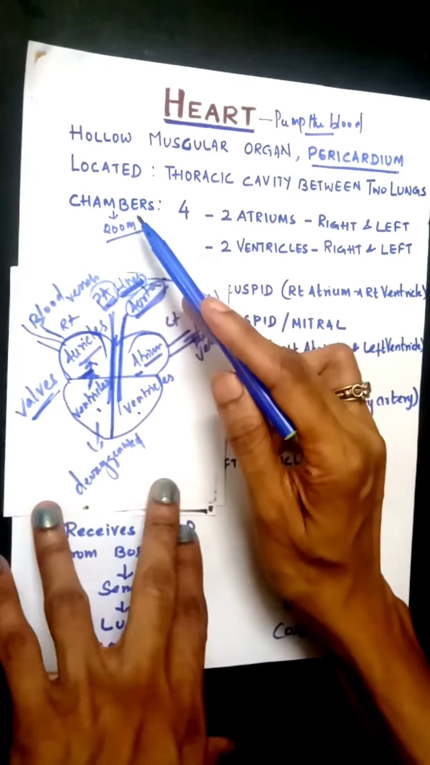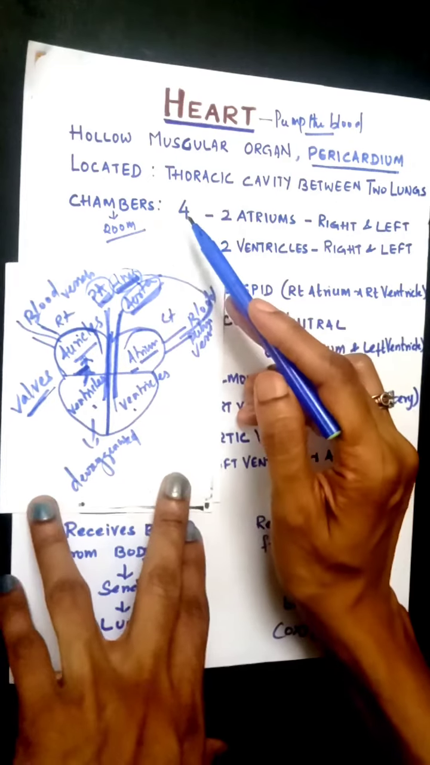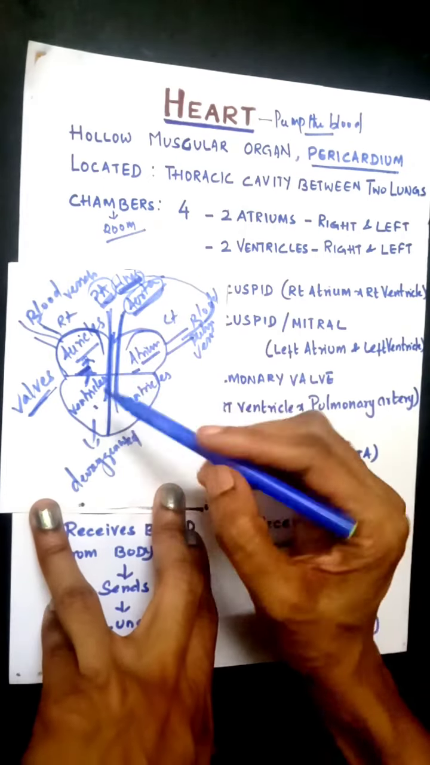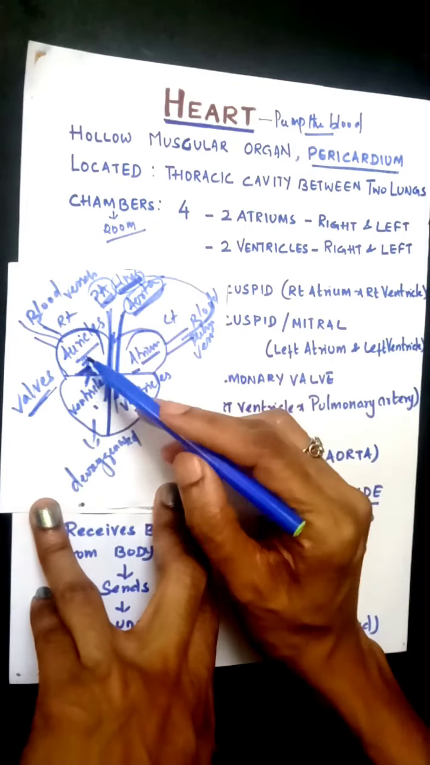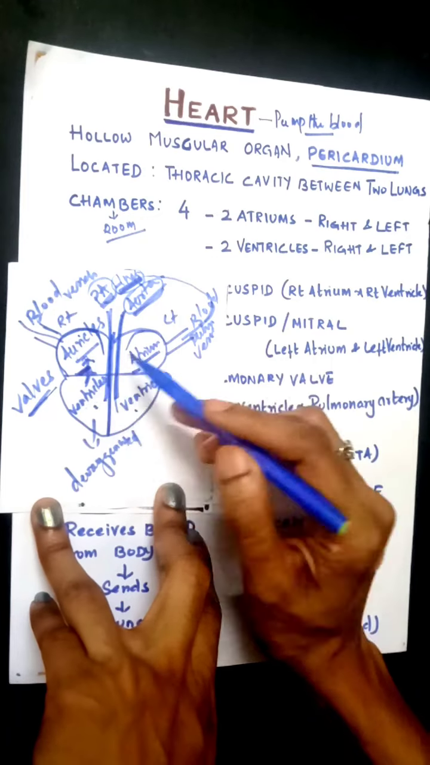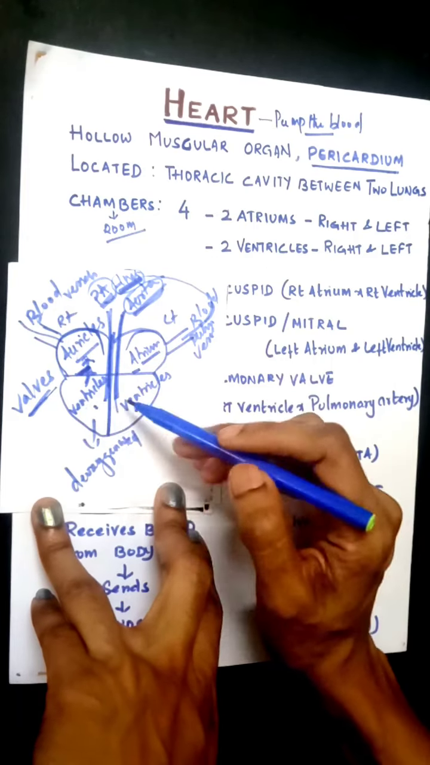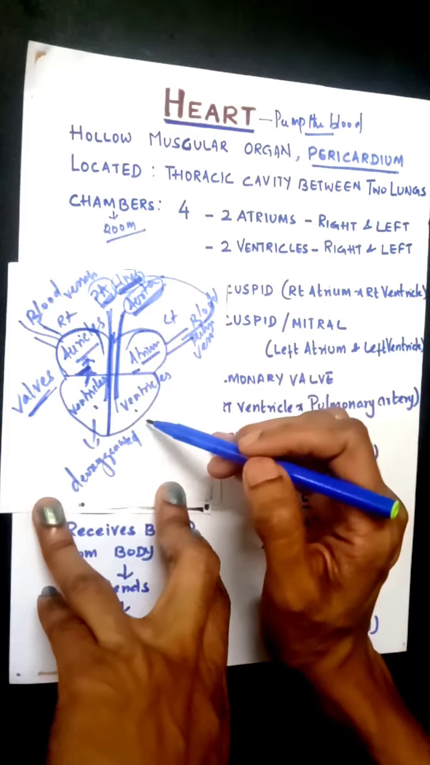So now you can see the points. Chambers, how many chambers? 4 chambers. Chambers means rooms. You have 2 rooms on either side: 2 atria, right and left, and 2 ventricles, right and left. Right atrium, right ventricle, left atrium and left ventricle.